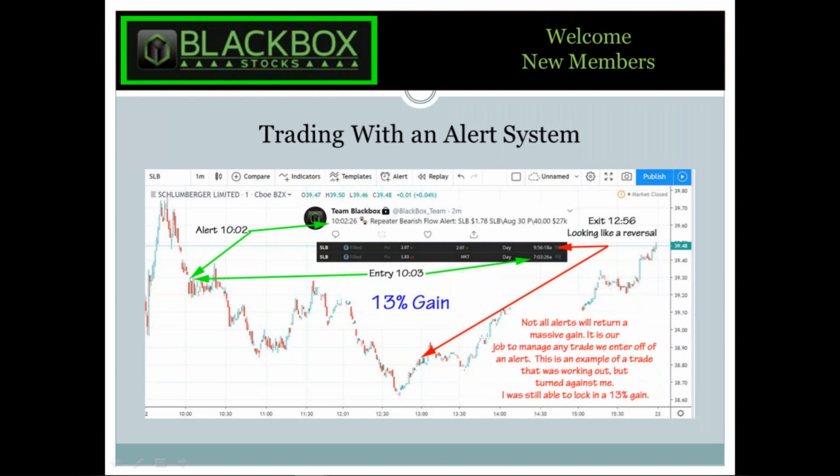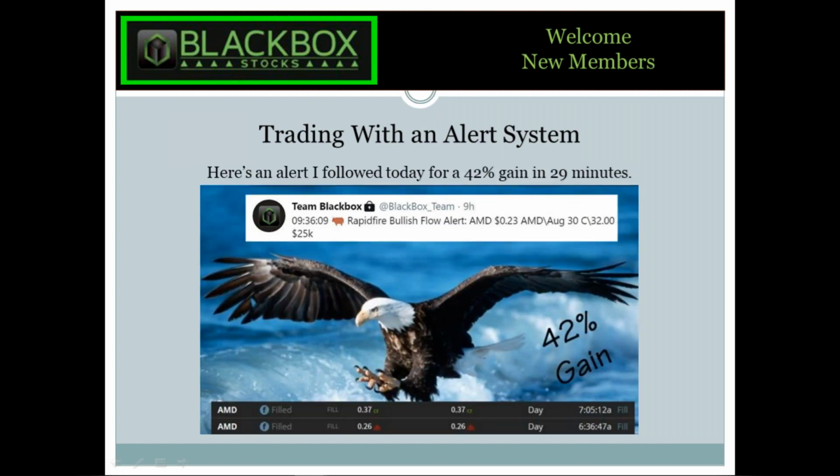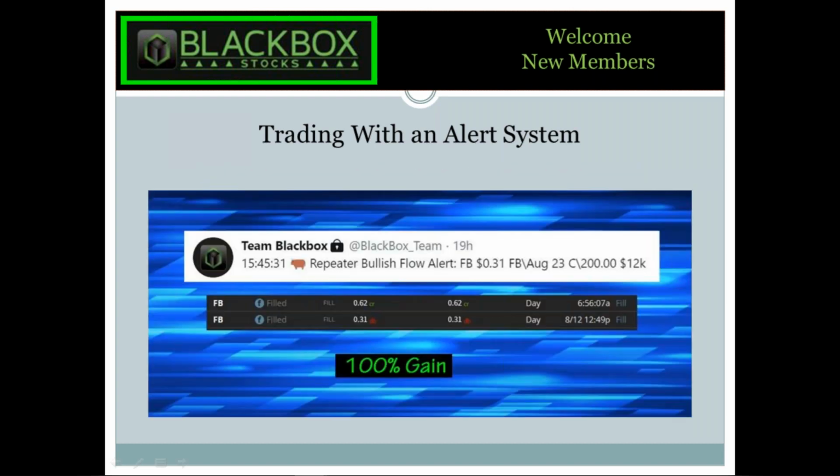So I put this slide on there because it shows that you can be up a decent amount, and then you can go from that to being down. So you have to manage these alerts. Do they work? Here's one I entered 24 seconds after the alert. I exited 27 minutes later with a 30% gain. So again, if your scanner is 20 minutes delayed, I exited this trade 27 minutes after the alert for 30%. So if I didn't get this information for 20 minutes, there wouldn't have been a trade there. Here's one for 42%. If that's not good enough, here's one for 100%, just following the alerts. So the alerts do work if you know what to look for.